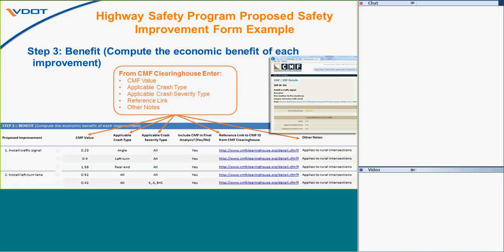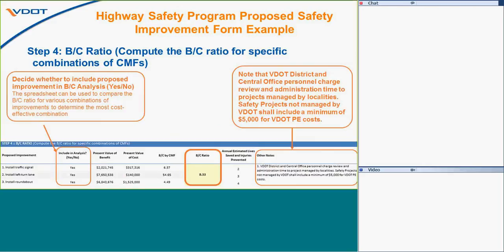So here again, pointing out the different things I talked about, you're entering all the items from the CMF Clearinghouse: the CMF value, which is in the column to the left, the applicable crash type, and the applicable severity type, which is specified on the CMF Clearinghouse website. Then you get to decide whether or not you think it should be included in the final analysis. And the last 2 columns are reference information.